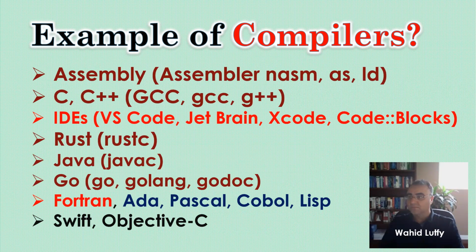So Rust is a compiled language also, and rustc is the compiler, and I will show you a demo on that one as well. Java is also an object-oriented programming language. This was built by James Gosling at Sun Microsystems, and it has been a very good programming language.